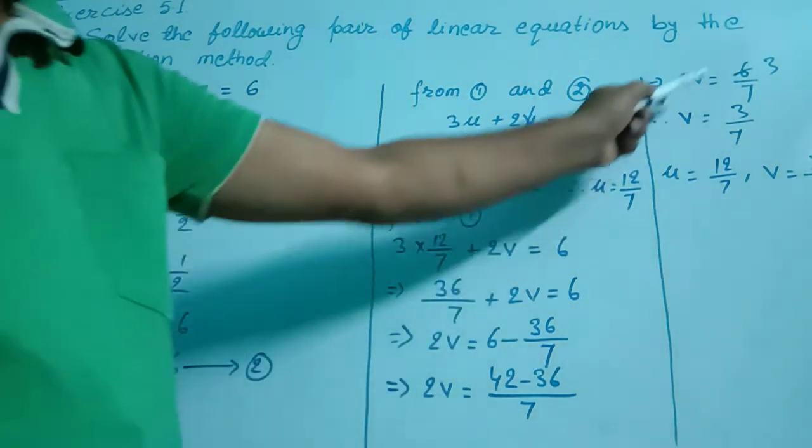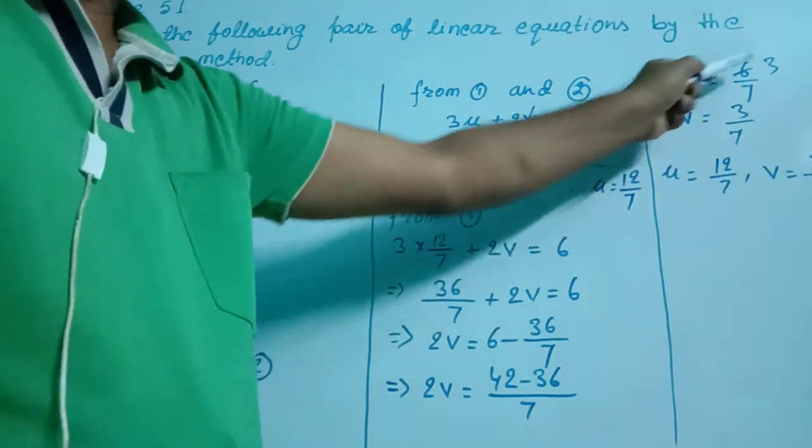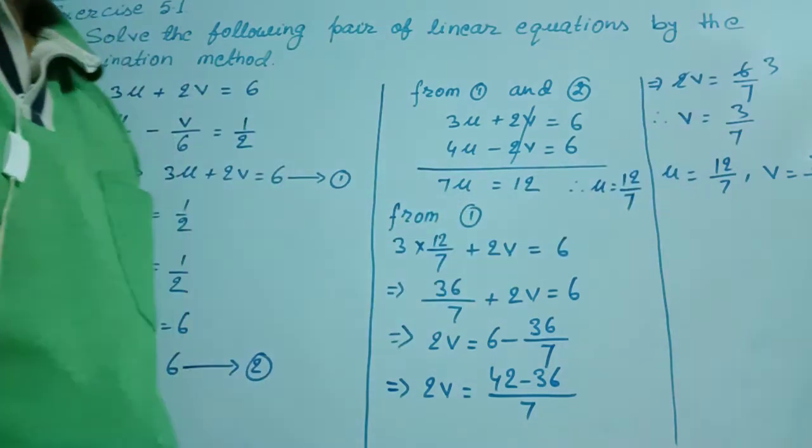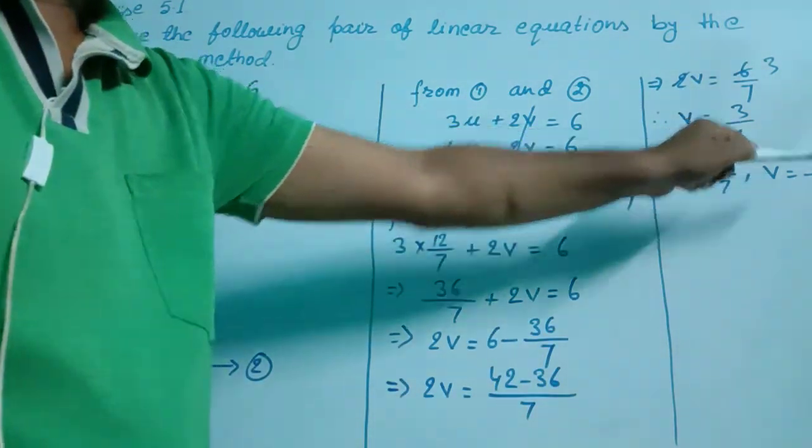So 2v equal to 6 by 7. This minus this, 6 by 7. 2 3s are 6, so v equal to 3 by 7. In this way we get the values of u equal to 12 by 7 and v equal to 3 by 7.